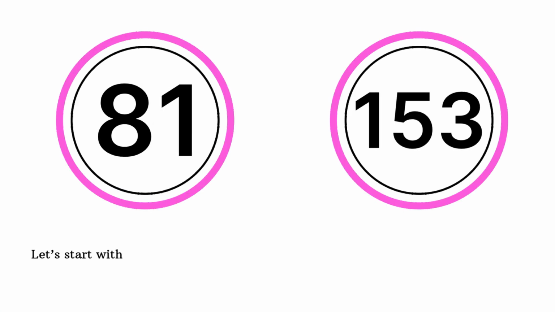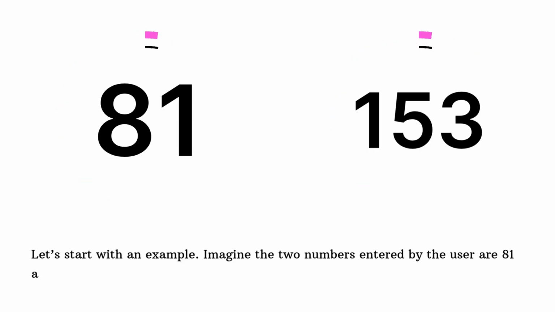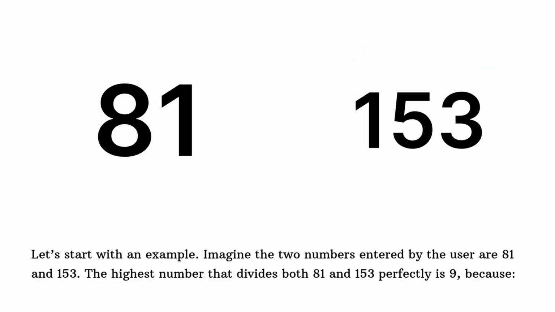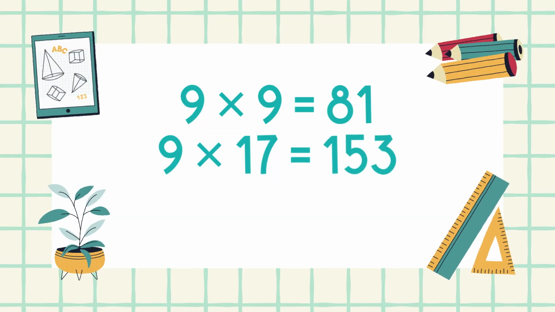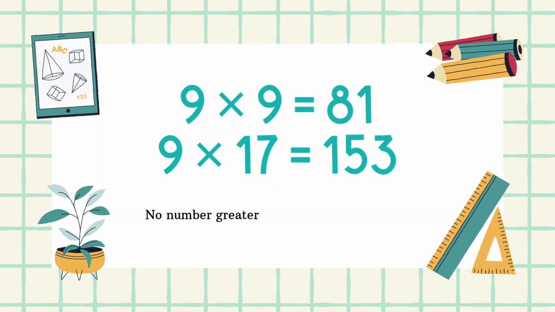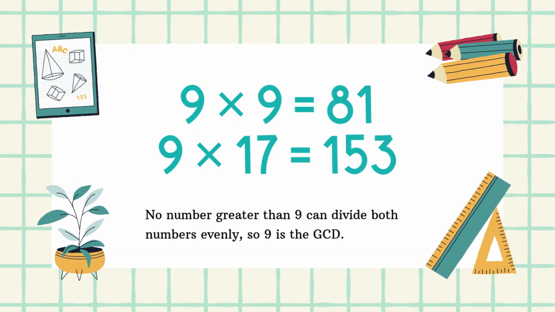Let's start with an example. Imagine the two numbers entered by the user are 81 and 153. The highest number that divides both 81 and 153 perfectly is 9, because 9 times 9 equals 81. 9 times 17 equals 153. No number greater than 9 can divide both numbers evenly, so 9 is the GCD.